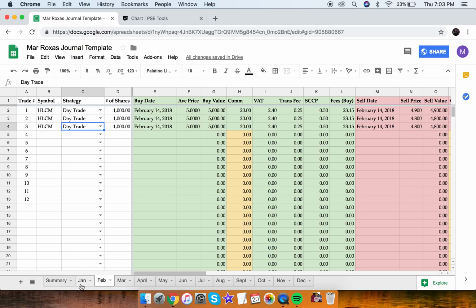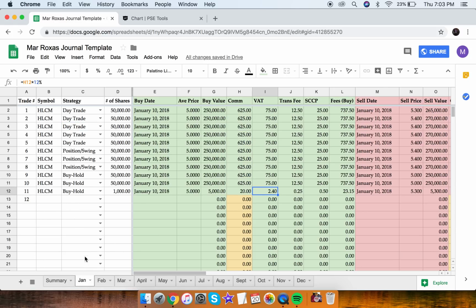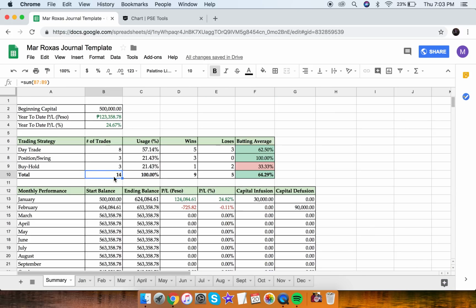Ngayon, February, check lang natin ulit. We have a total of 3 trades dito sa February, and January we have 11, that is 14 trades. Summary, check natin, that is 14 trades. So, of the 14 trades, 8 of those are from using a day trade strategy, tatlo swing, position and swing, and tatlo din from buy and hold.